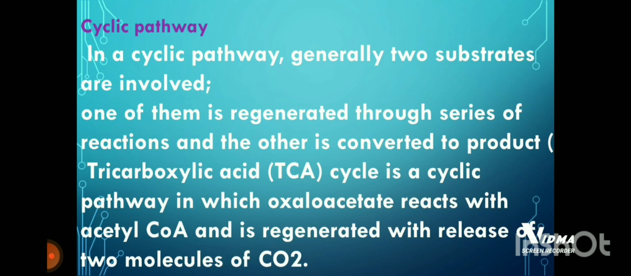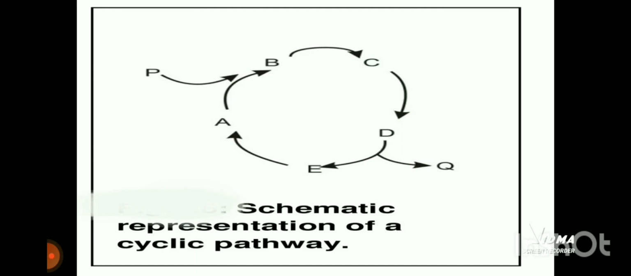Oxaloacetate reacts with acetyl coenzyme A and is regenerated with the release of two molecules of CO2. It means first oxaloacetate reacts with acetyl coenzyme A and then is regenerated with the release of two molecules of CO2. This is the schematic representation of the cyclic pathway. Just look at this figure. Generally, two substances are involved.